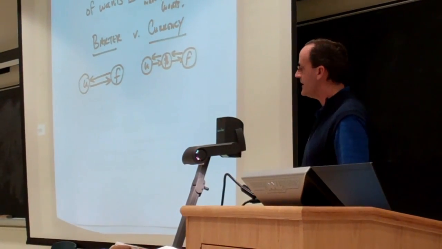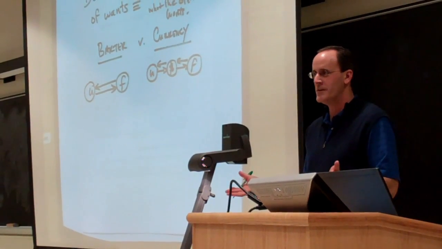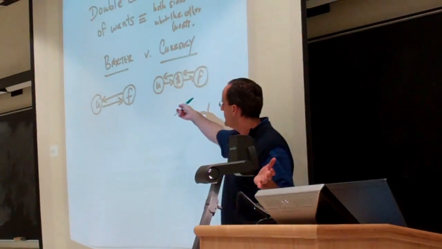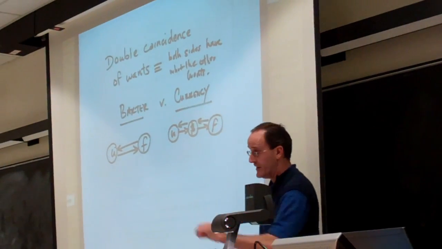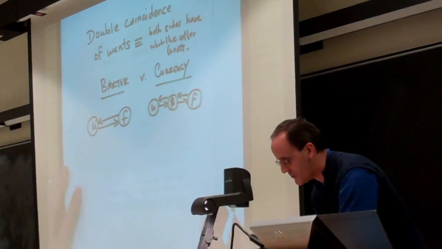If I put currency in the middle of an arrangement between two people, it just complicates things, right? That's just an added step. Currency is not efficient between two people. But currency is very efficient if we make the size of the market a little bit bigger.